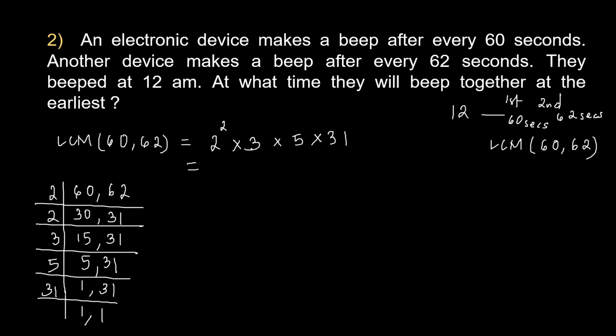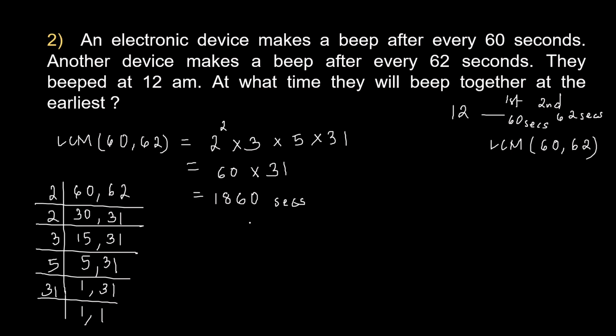So 4 3s are 12, 12 5s are 60. And then we have 31. So multiply 31 by 6. 6 1s are 6, 6 3s are 18, and this 0 you put here. Since 60 and 62 are in seconds, this will also be in seconds. So after 12 am, in another 1860 seconds, both the electronic devices will beep together.